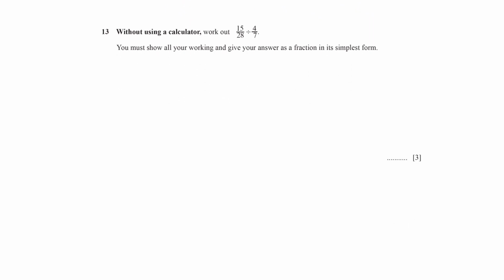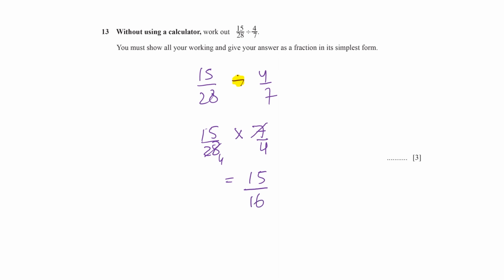Okay, 13th one. Now 15 by 28 divided by 4 by 7. In order to do the division between two fractions, we convert the division sign into multiplication by taking the reciprocal of the fraction which is written on the right side. So it's going to be multiplied by 7 by 4. Now 7 times 4 gives me 28. So the answer is going to be 15 by 16, right?